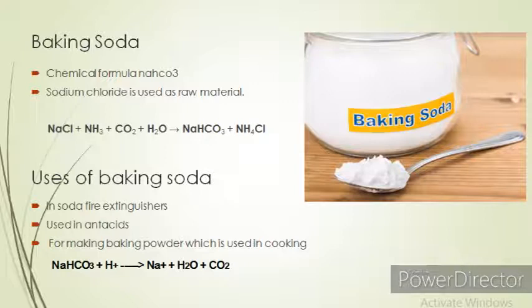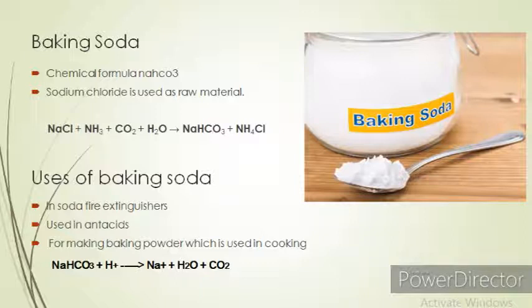It is formed by sodium chloride, that is, sodium chloride is acting as a raw material. Sodium chloride, upon reaction with ammonia and carbon dioxide and water, gives rise to sodium hydrogen carbonate plus NH4Cl, that is ammonium chloride. The sodium hydrogen carbonate in this reaction is the baking soda.